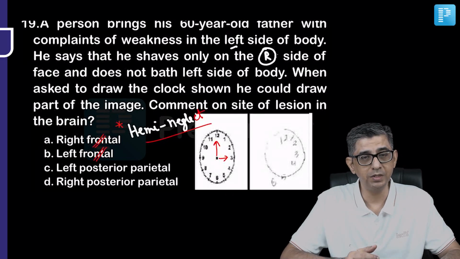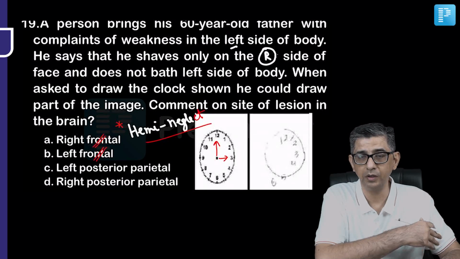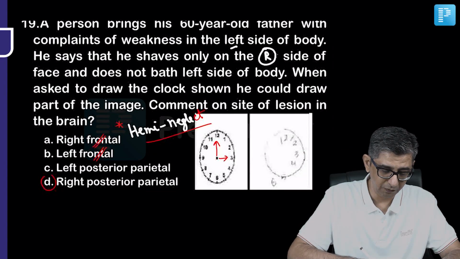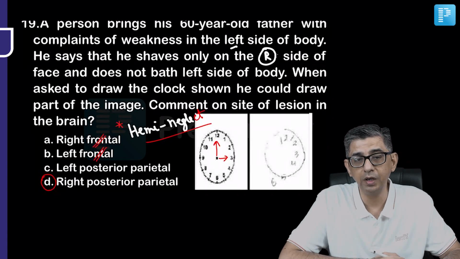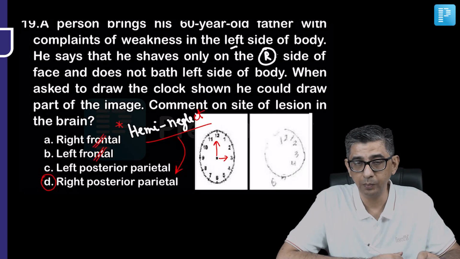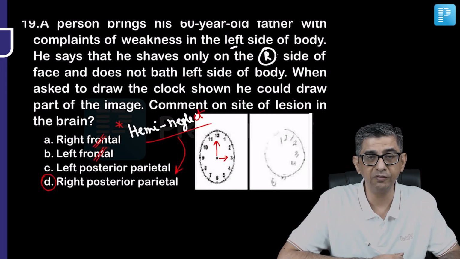How do you select between C versus D? One is simple logic. If the weakness is in the left side of the body, then the involvement will be on the right hand side. And in this particular case, another way to get the question right is that hemi-neglect is a classical presentation that is seen with parietal lobe involvement but non-dominant, because dominant parietal lobe involvement will mainly contribute to aphasia.